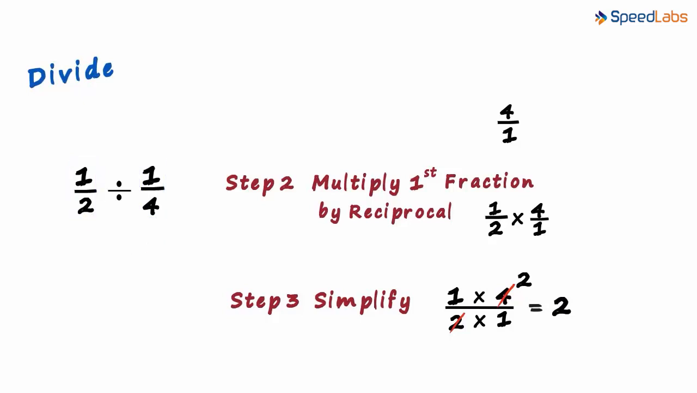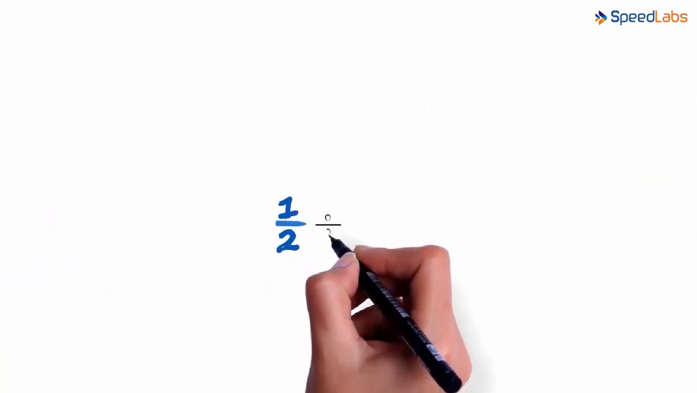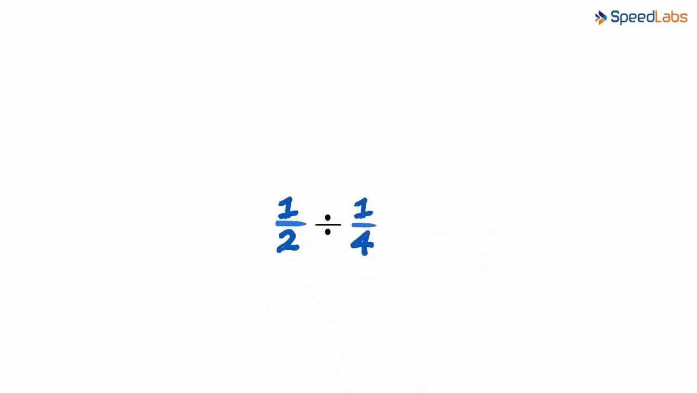How do we understand this? What does the answer 2 actually mean? Let's erase this and understand it. What we want to find is 1 by 2 divided by 1 by 4. What is this half? How do we understand 1 by 2?